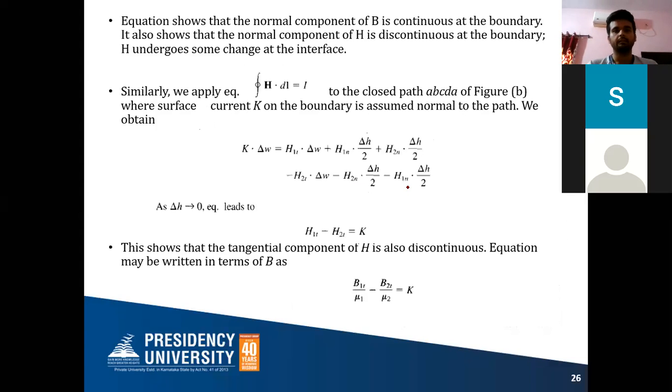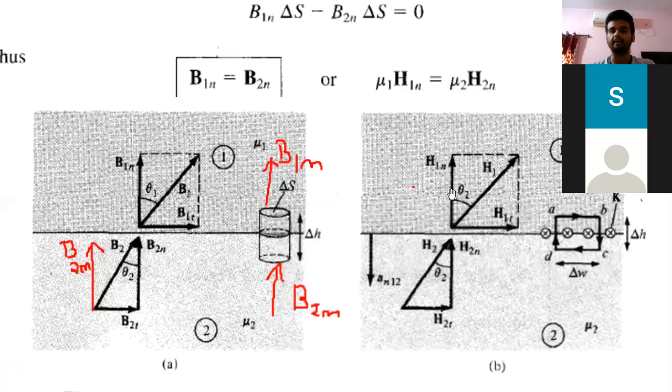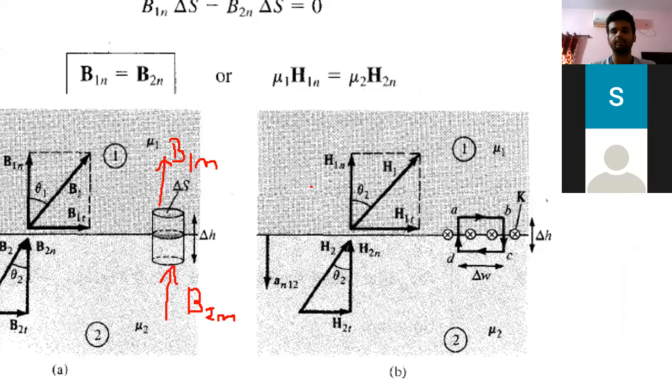Now, next is relations between the magnetic field intensities. To get that, we'll be applying Ampere's second rule. How to develop a relation between the tangential components of the magnetic field intensity? For that, we'll be applying Ampere's law. And as I said, to apply Ampere's law, first of all, we have to select an Amperian path. Now, what should be the Amperian path?